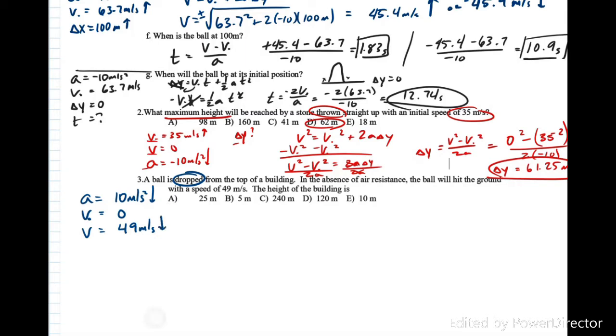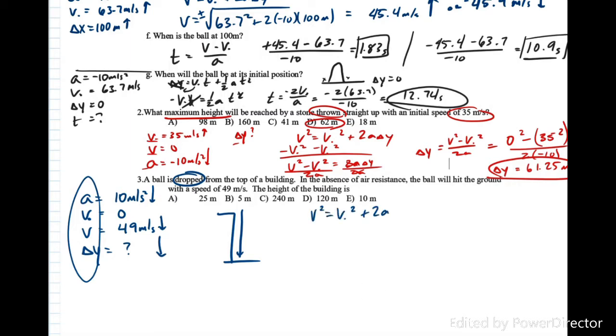What's the height of the building? Delta y. Well, guess what? That's also down. If I start off on a building and I fall down, I end up below where I started. So for this question, everything is down, and I don't need to throw in any negative signs. The equation that has all four of those things in there, v squared equals v0 squared plus 2a delta y, exactly what we had before. So delta y is v squared minus v0 squared all over 2a.